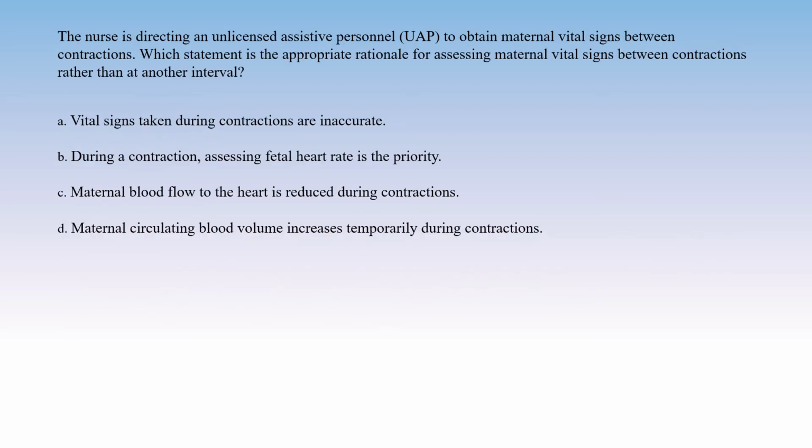The nurse is directing an unlicensed assistive personnel, UAP, to obtain maternal vital signs between contractions. Which statement is the appropriate rationale for assessing maternal vital signs between contractions rather than at another interval? A. Vital signs taken during contractions are inaccurate. B. During a contraction, assessing fetal heart rate is the priority. C. Maternal blood flow to the heart is reduced during contractions. D. Maternal circulating blood volume increases temporarily during contractions.